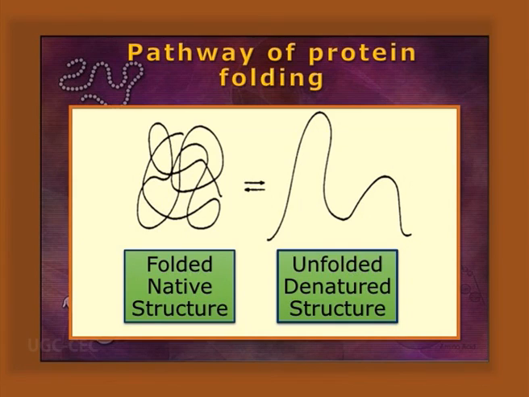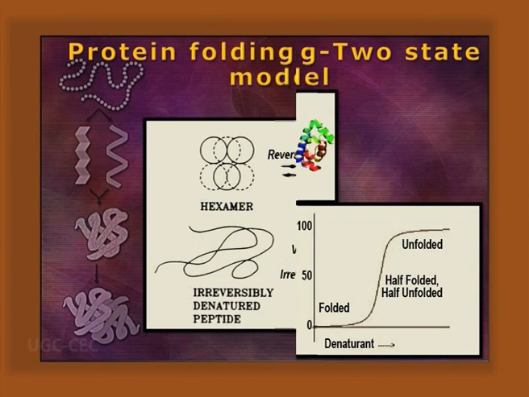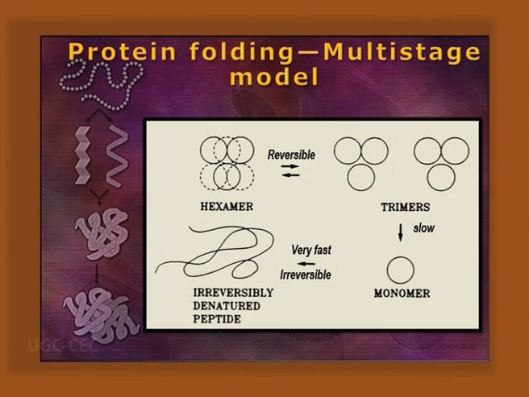Either this particular protein can be folded in the two-state model or the multi-stage model, from the folded to the unfolded structure. In the case of the two-state model, we can follow a sharp transition within a single relaxation time, and it is a temperature-dependent process. And in the case of the multi-stage model, we can follow that there are different types of interactions.